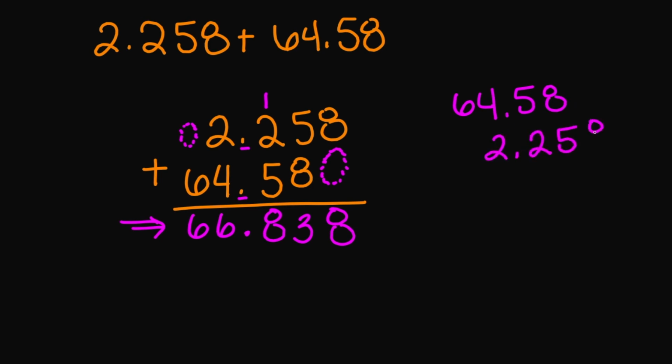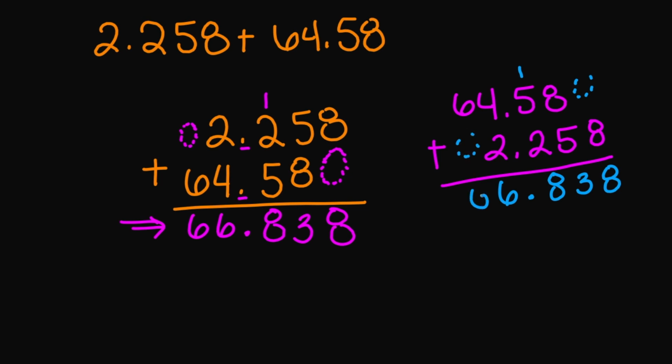And remember, if I changed it and wrote the 64.58 on top, and then my 2.258 at the bottom, you will still get the same answer. Imaginary 0 here. 0 plus 8 is 8. 8 plus 5 is 13. Write my 3, carry the 1. 1 plus 5 is 6. 6 plus 2 is 8. Decimal, decimal, decimal. 4 plus 2 is 6. And then you have your 6 plus your imaginary 0 here is also 6. All right, so you still get the same thing. Remember that. Let's try one more example.